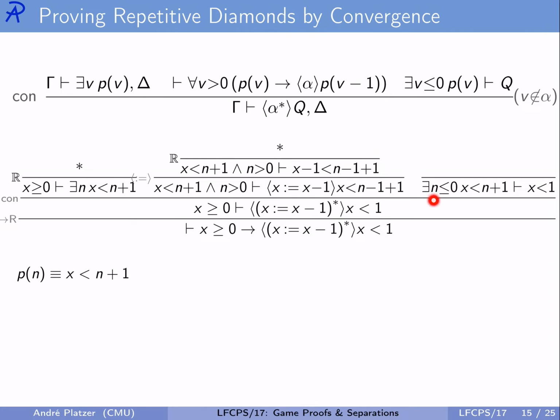And if for some n less or equal 0 is x less than this n plus 1, then certainly x is less than 1 because the maximum value that n could have had is 0, which proves this too. So that's by rule arithmetic. So these convergence proofs are actually pretty easy, but on the other hand, we still need to come up with the right variant for the job.